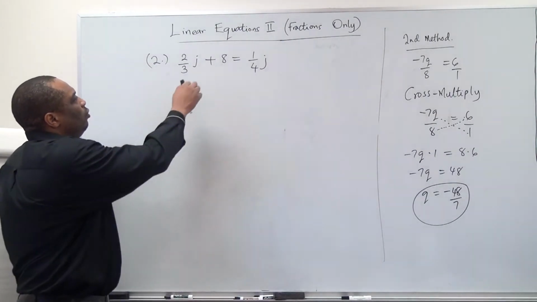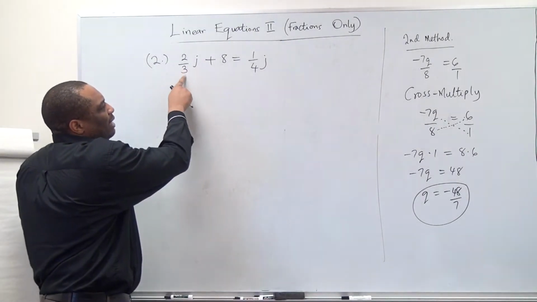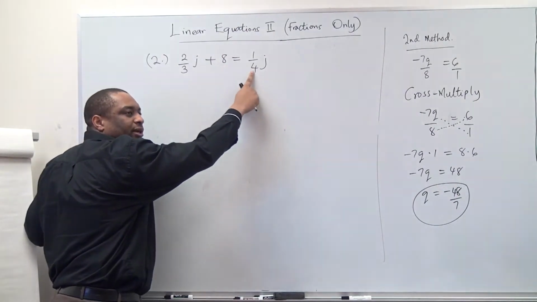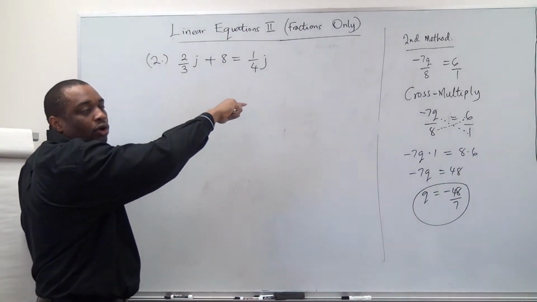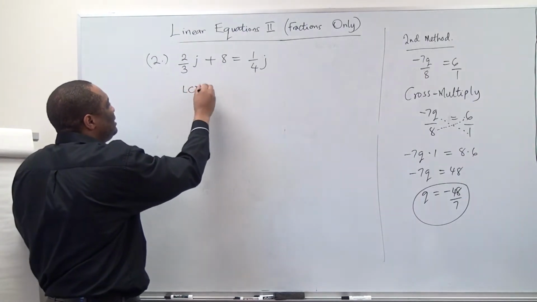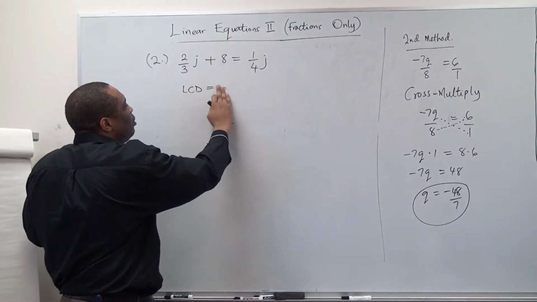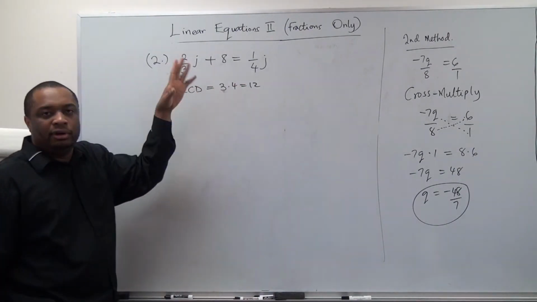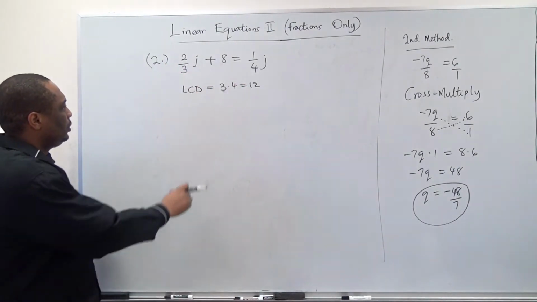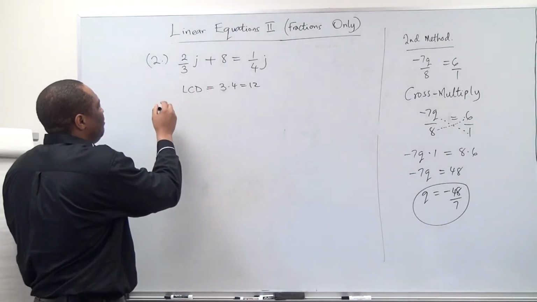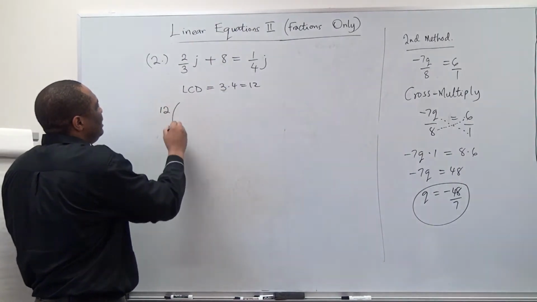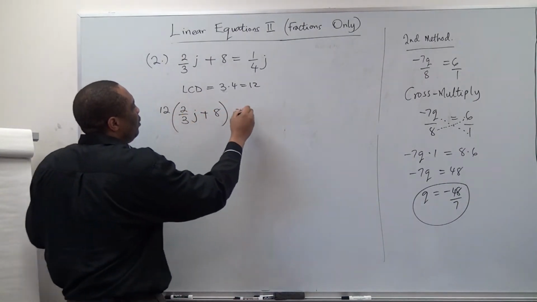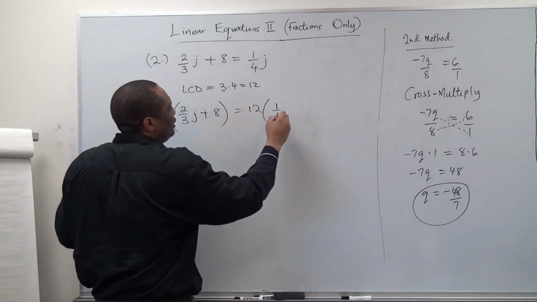Okay. Now, if you look, the denominator here is 3. The denominator here is 1. The denominator here is 4. So what is the LCD in this case? The LCD here is 3 times 4, which is 12. So I want you to review your LCD video. Okay, so we have to multiply 12 by both sides. So this is 12 into 2 over 3j plus 8 equal to 12 times 1 over 4j.